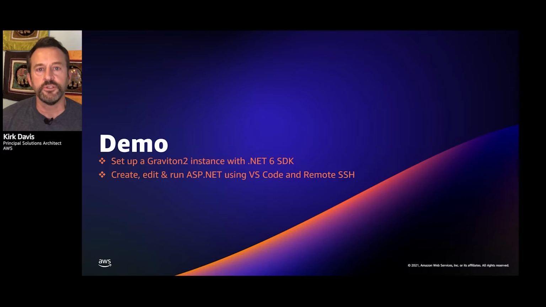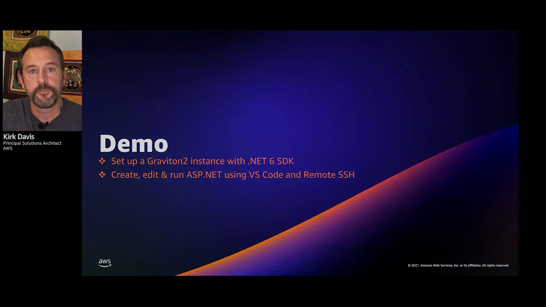So you can actually use a Graviton2 EC2 instance as a remote development environment using VS Code and then an extension to VS Code called Remote SSH. And so I'm going to demo that now. So let's go ahead and see what that looks like.